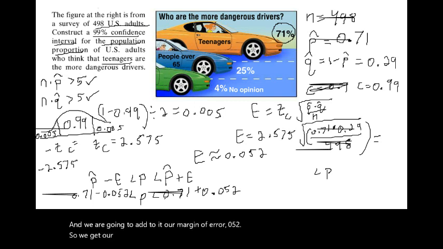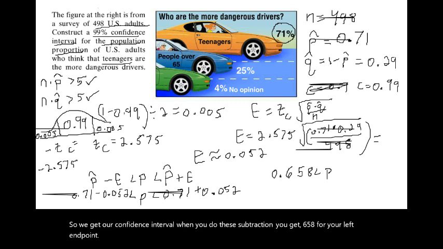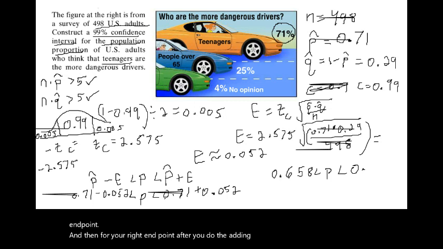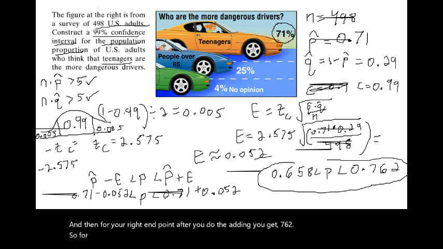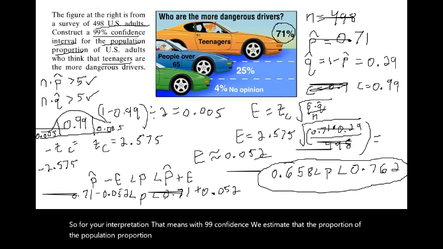When you do the subtraction, you get 0.658 for your left endpoint. And for your right endpoint, after you do the adding, you get 0.762. So for your interpretation, that means with 99% confidence, we estimate that the population proportion of all U.S. adults who think teenagers are the most dangerous drivers is between 65.8% and 76.2%.